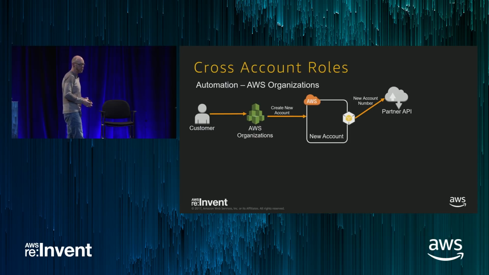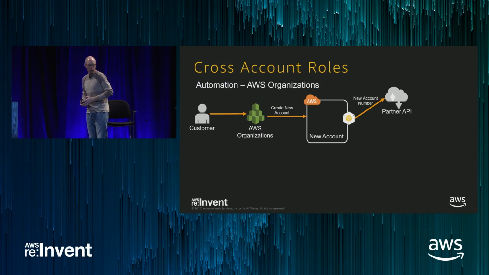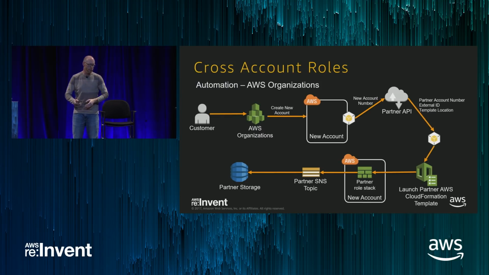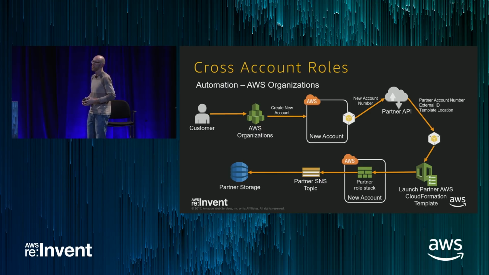So in this example, we're taking that new account number, and what I've done here is I've actually envisioned a partner API. That partner API is taking the place of that portal that I had in my workflow earlier on. So now I am using some keys that partner's given me to call their API, passing in this new account number, and the partner's giving me back their account number, that unique external ID, and the location of the template. Those are all the same things that were in that URL earlier that allowed me to launch the CloudFormation template. I'm now able to take that, construct my own call to the CloudFormation service, and launch that stack.